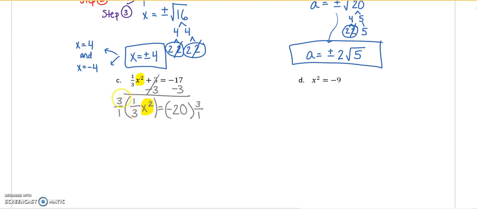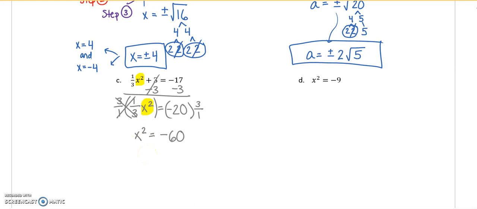The reciprocal of 1/3 is 3 over 1. So that should get rid of the 1/3. I'm just left with x squared. And over here, I just have to multiply. Now remember, 3 over 1 is just 3. So negative 20 times 3 is going to give me negative 60. There we go.